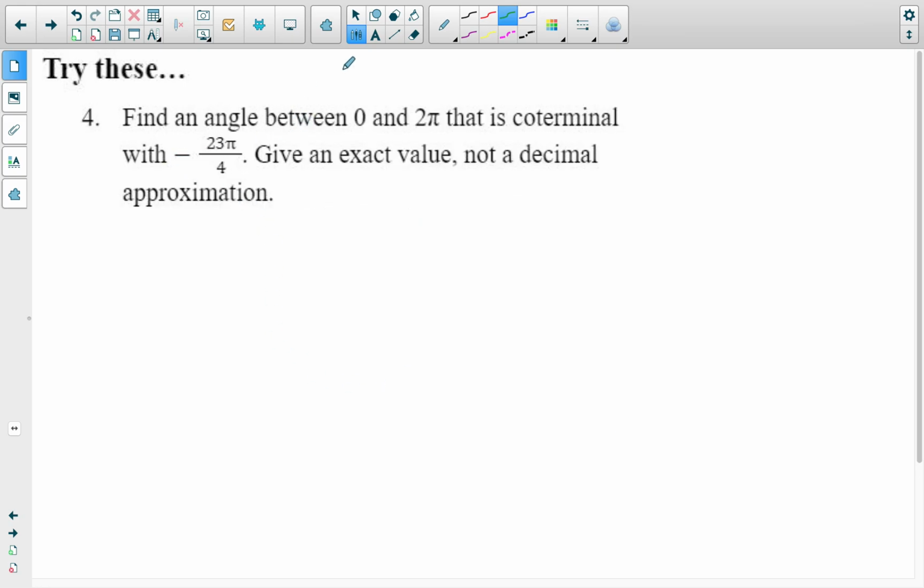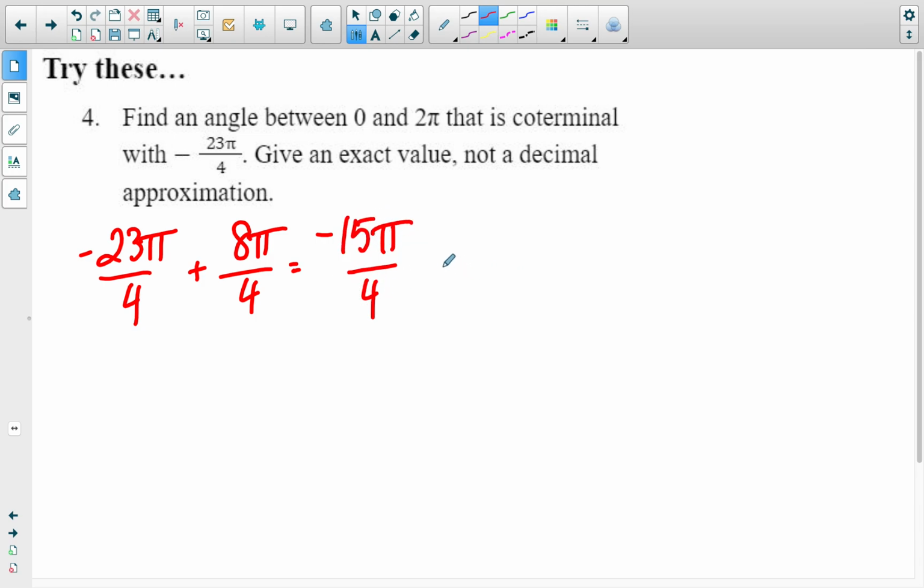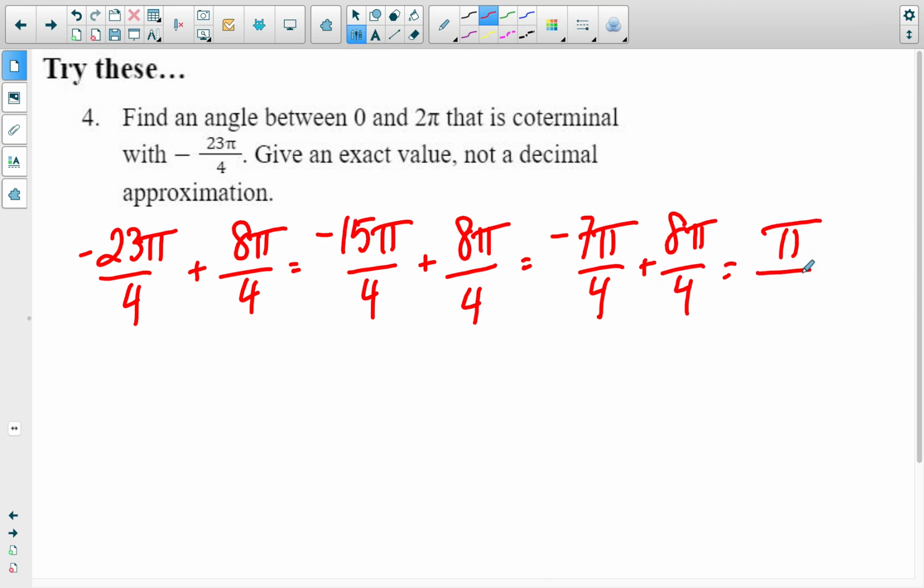The last one, negative 23 pi over 4. It's super negative, so we want to add 2 pi, and since we have a denominator of 4, let's keep that going. Let's add 8 pi over 4, because this is equal to 2 pi. We get negative 15 pi over 4. We're still super negative, so let's do it again. Let's add 8 pi over 4 one more time. And look at that, we're still negative, so we're going to do it again. I'm going to add 8 pi over 4 again, and we get pi over 4.